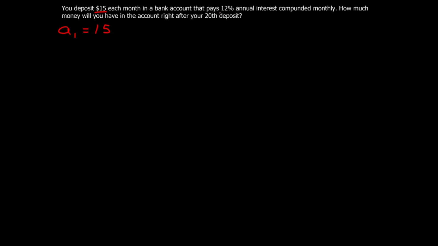Next, we're going to look at our common ratio. Now, our common ratio is 12% annual interest. To find what this would actually be for our r, we're going to have to use a little bit of math. So we're going to turn this 12% into a decimal, 0.12. And because it's compounded monthly, we're going to divide it by 12. Now, we're not done here because the interest is increasing our money, we're going to have to add a 1 to it. And then this is just going to give us 1.01, and that's our common ratio.